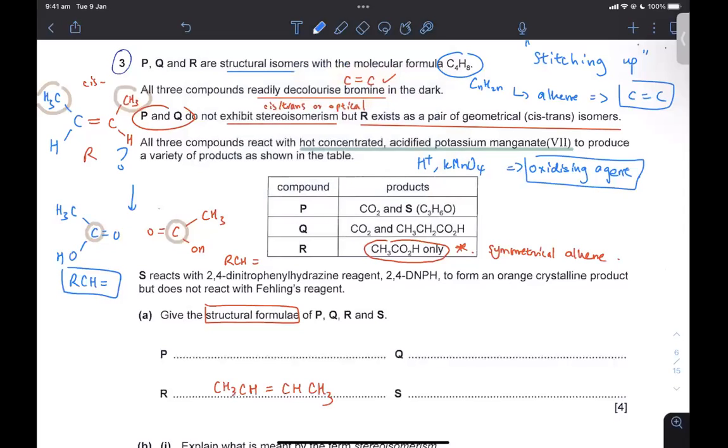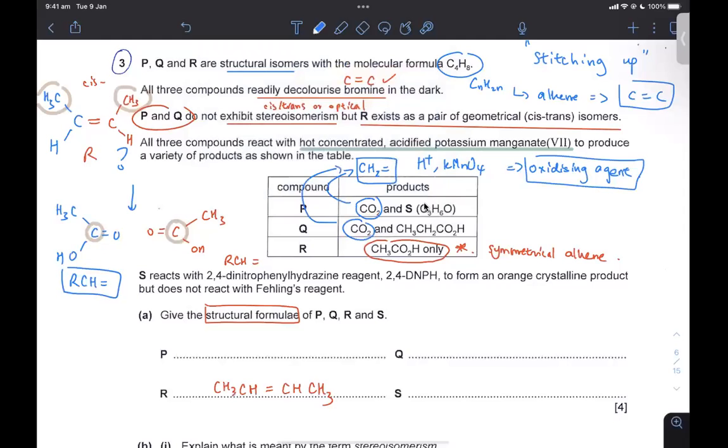Now P and Q do not exhibit stereoisomerism. So we have a CO2 here. What does CO2 suggest about the identity of the alkene originally? What does it tell you, Isa, when you have CO2? What does it tell you about the alkene? Okay, Rahiman, what do you remember about the alkene that will give you the CO2? Primary? No, there is no such thing as a primary alkene. It's a CH2 double bond. That's what you call it, CH2 double bond.